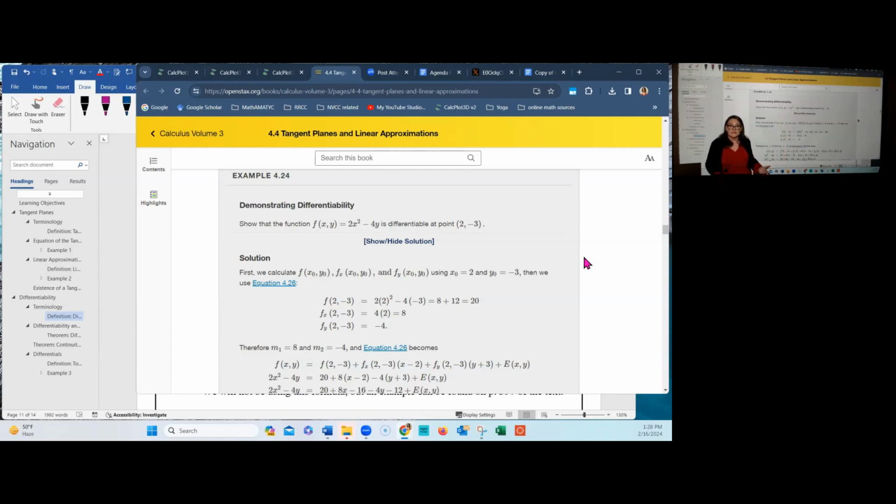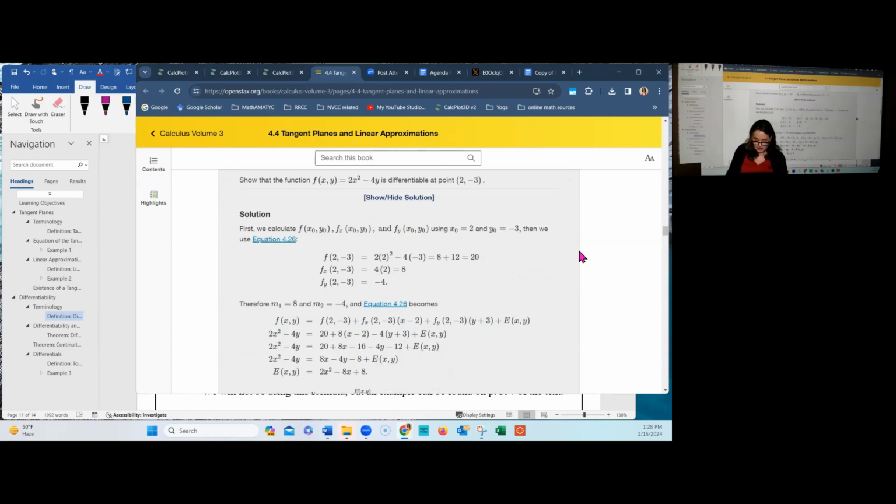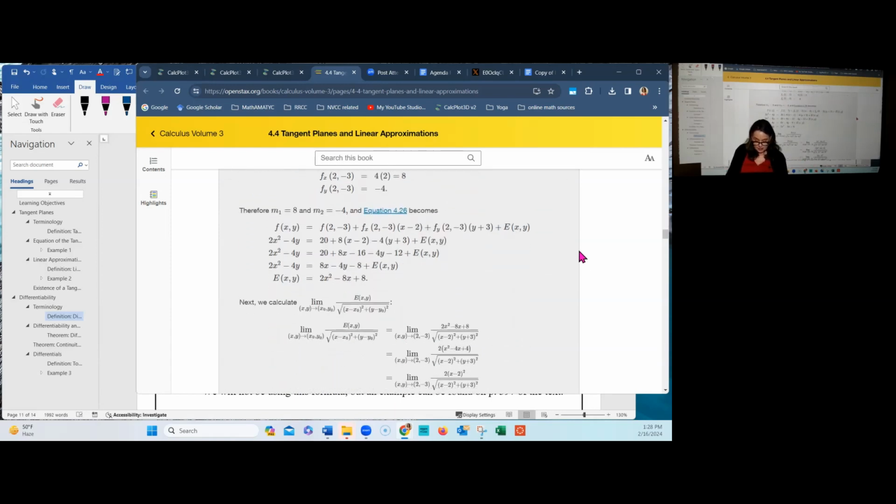It's always -4 at any value. So we now have the three pieces to write the equation of the tangent plane at the point, provided it exists. Substituting these values in, we have 20 plus 8 times the quantity x minus 2 minus 4 times the quantity y plus 3 plus our error term. Now the question is, how are we going to find the error term?